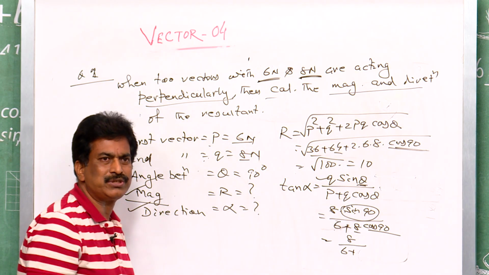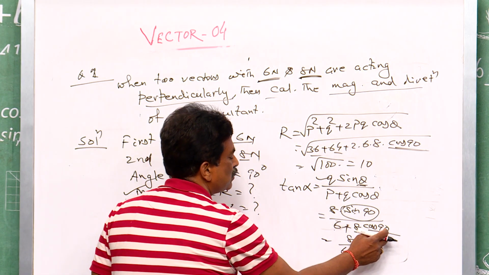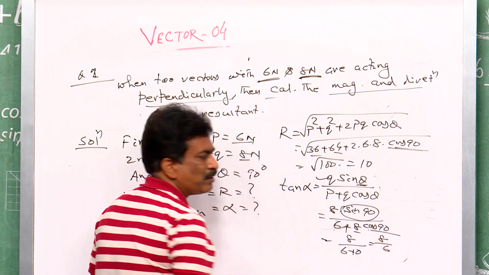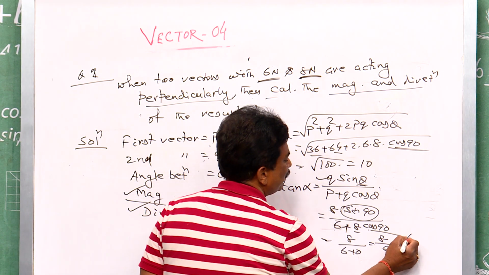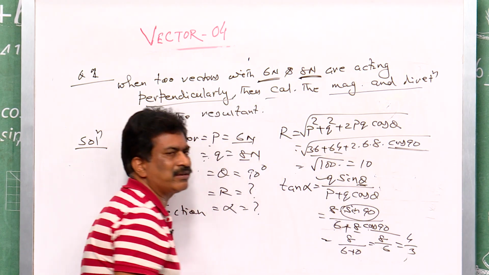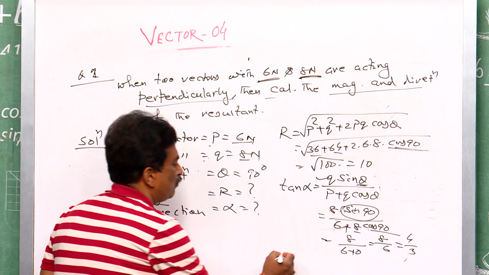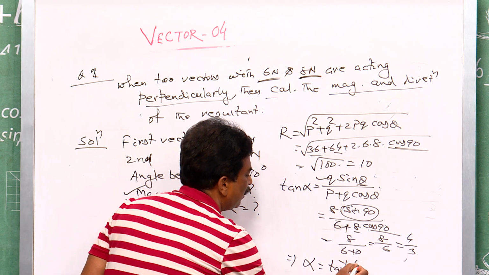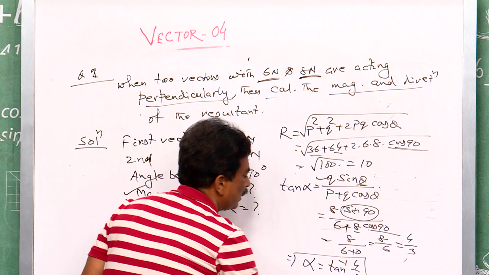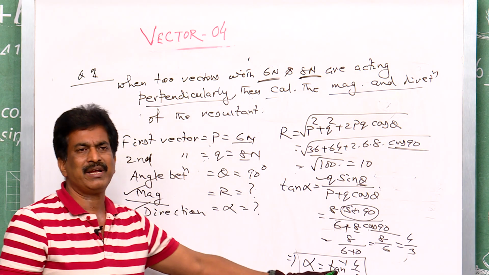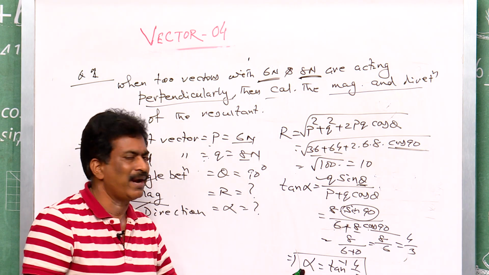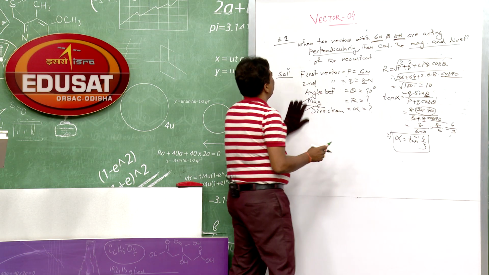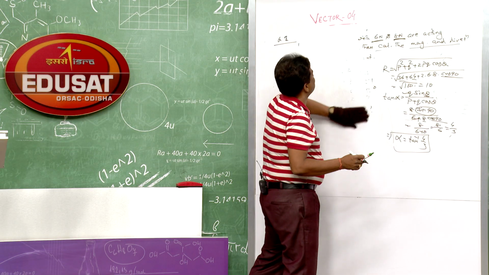Cos 90 is equal to 0, so 8 into 0 is 0. 6 plus 0 is equal to 6. So that is equal to 8 by 6, and 8 by 6 is equal to 4 by 3. So tan alpha is 4 by 3. So alpha is equal to tan inverse of 4 by 3. That is the angle, and after taking its inverse, you will find the value of alpha. So this is one of the simple questions I gave, and I am giving some home tasks to you.